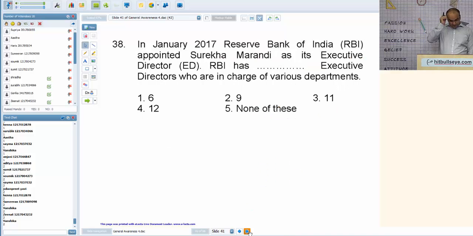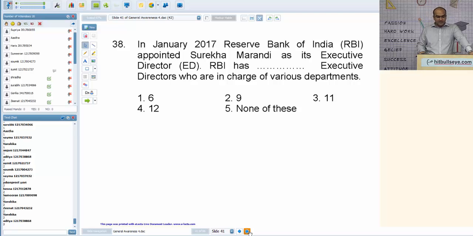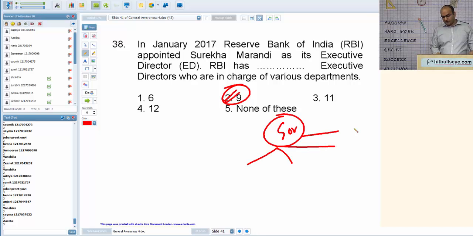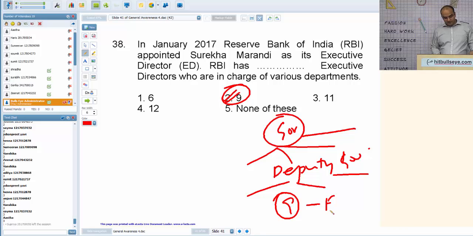Next, in January 2017, RBI appointed Surekha Marandi as its executive director. RBI has how many executive directors who are in charge of various departments? The answer to this particular question is option number 2, that is 9 EDs in RBI. At the top sits one governor. He has 4 deputy governors under him, right? Under the deputy governors there are 9 executive directors.